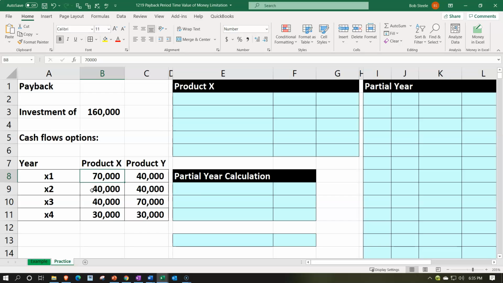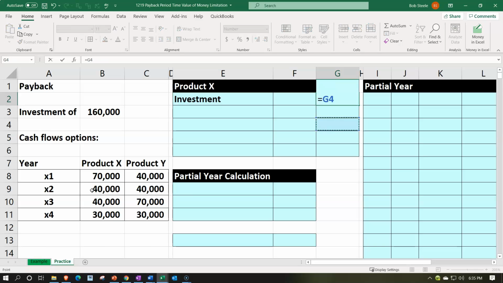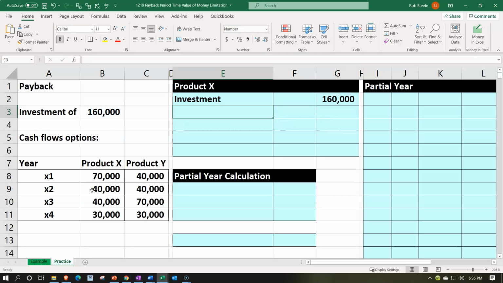So let's do our calculation here. We're going to go to product X first. Initial investment, I'm going to say investment is going to be equal to the 160,000. Then we're just going to have our running balance for 1, 2. I'm going to use our autofill down to 4 years. These are 4 years of return on the investment that we expect from that initial investment. Go into the alignment and center that.